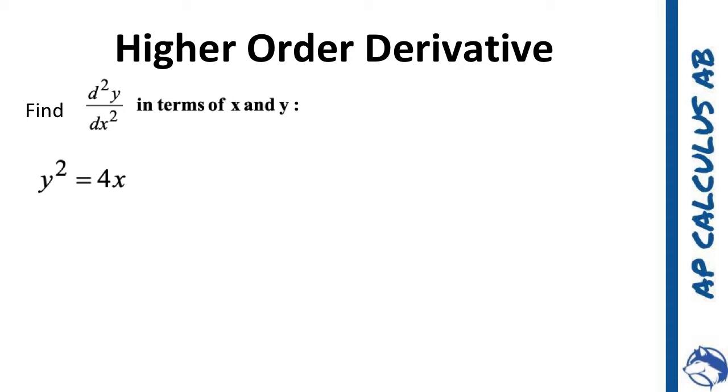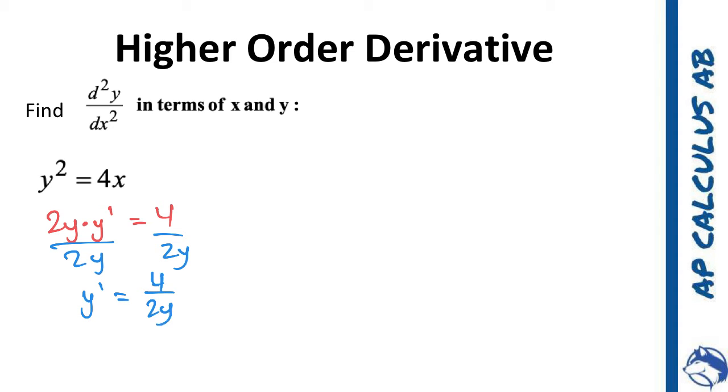All right, so now we're going to talk about higher order derivatives. With this function, we're going to need to take the derivative twice. So the first one, we just start doing it implicitly, and we've got 2y times that y prime, which is equal to 4. And I divide by 2y, and I've got my y prime alone, so 4 over 2y.